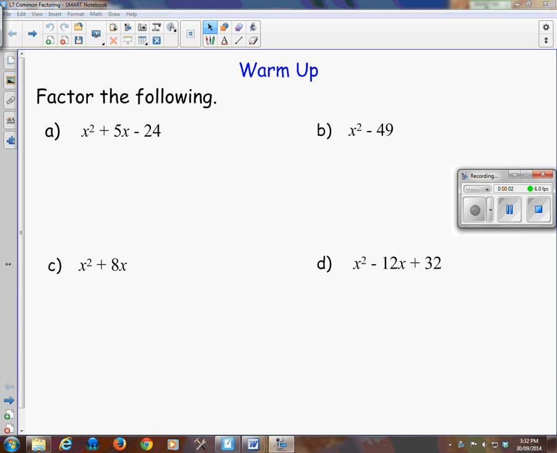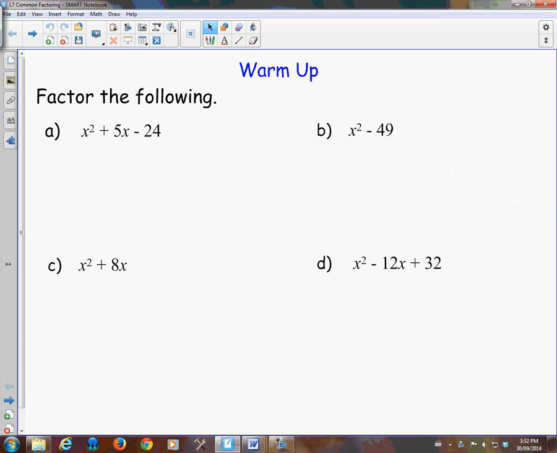This is Unit 3, Lesson 6. We're going to talk about more factoring. I'm just going to go through a few examples here together. We have already done a couple of types of factoring. We have factored simple trinomials, and we have factored difference of squares.